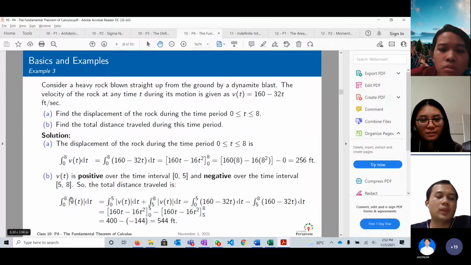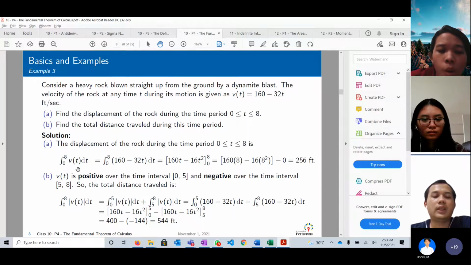Now we take the absolute value, and the integral becomes like this. Integral from 0 to 5 of the absolute value of v dt plus integral from 5 to 8 of the absolute value of v dt. And we have that v(t) is positive, so the sign does not change from 0 to 5, and negative from 5 to 8, so the sign we change from positive to negative.